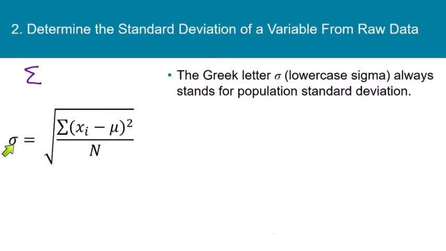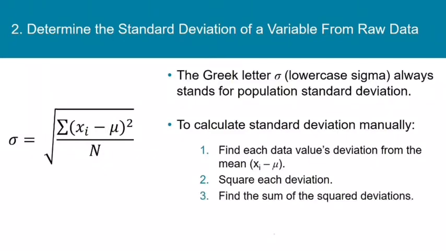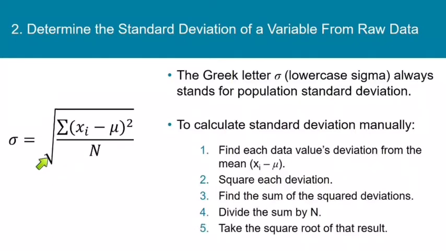population standard deviation. And the way we read this formula is first we find each value's deviation from the mean. So we take each data value and we subtract the mean from it, and that is the deviation. Then we square each of the deviations, and we'll have a squared deviation for each data value in our data set. And then we find the sum of the squared deviations, and we divide that sum by the population size, and finally we take the square root of the whole thing. And that's how we find population standard deviation.